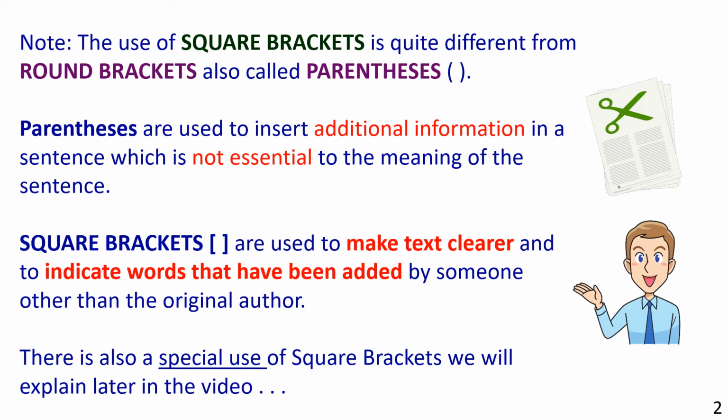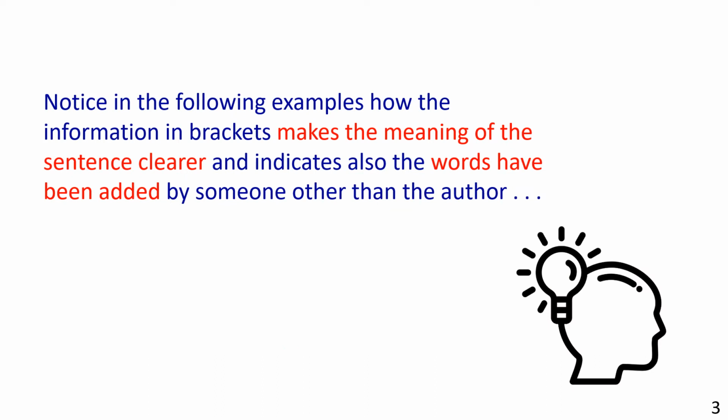Square brackets are used to make text clearer and to indicate words that have been added by someone other than the original author. There's also a special use of square brackets, which we'll explain later in the video. Notice in the following examples how the information in brackets makes the meaning of the sentence clearer and indicates also the words have been added by someone other than the author.